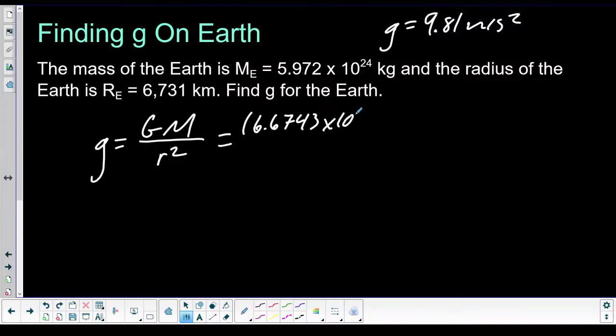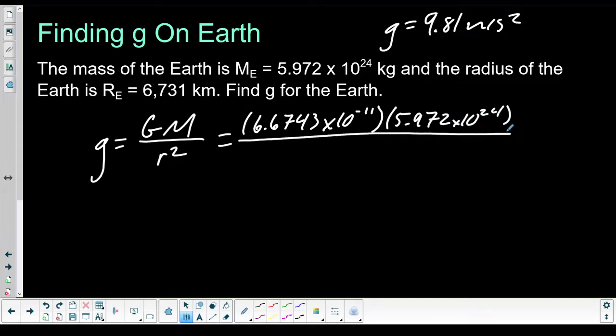6.6743 times 10 to the negative 11th. The mass of our Earth is 5.972 times 10 to the 24th, over our radius squared. And remember, this is in kilometers, but g is in meters per second squared, so we need to turn this into meters. So this is going to be 6,731,000 squared. Then you type this into your calculator.